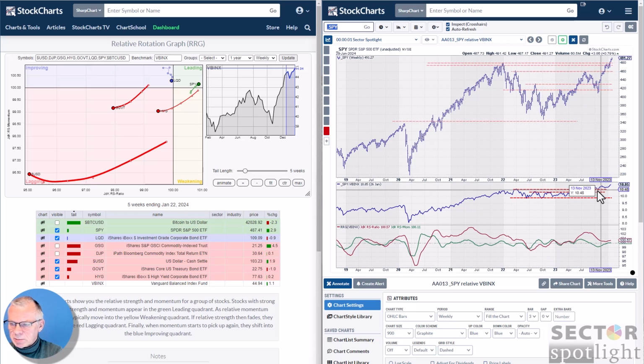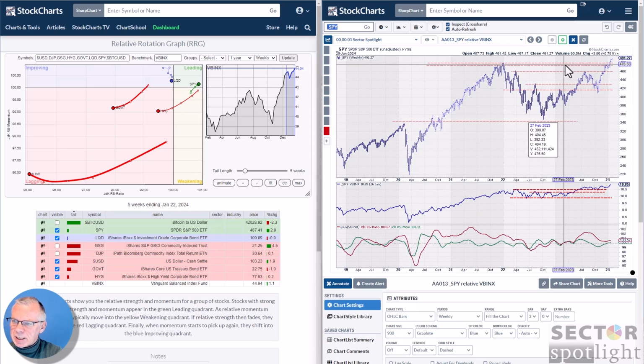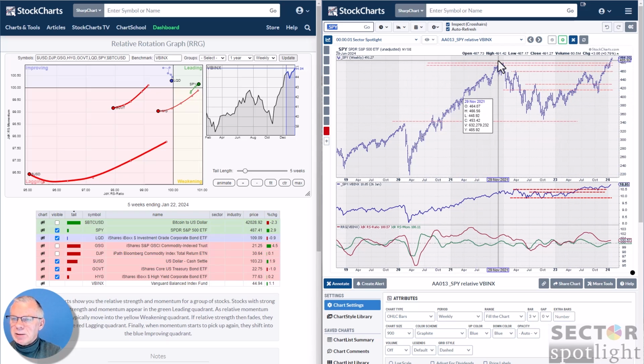That breakout in terms of relative strength is very clear there, and look how nicely that break is to the upside to new all-time highs. So there is no doubt about the positive outlook for stocks over VBINX.